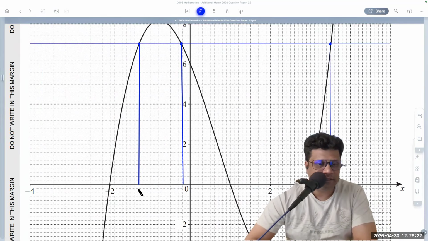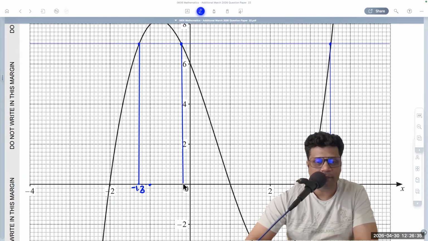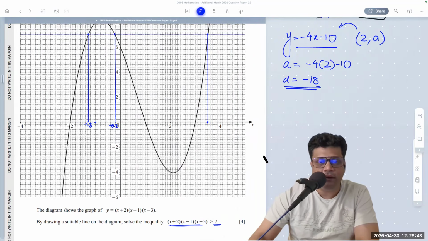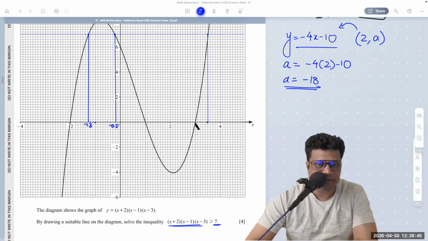Okay, so this one looks like it's negative 1.3. There, that's negative 1, 1.1, 1.2, 1.3, negative 1.3. And this one looks like it's negative 0.2. And this one is the other one. The other one on the right is supposed to be, that's 3, 3.1, 3.2, 4, 5, and 6.